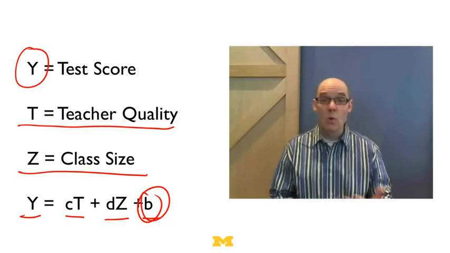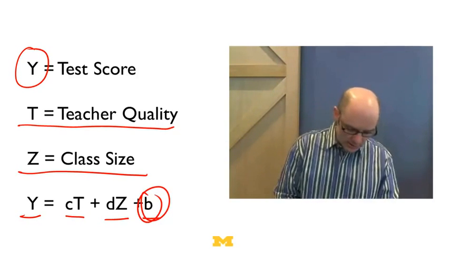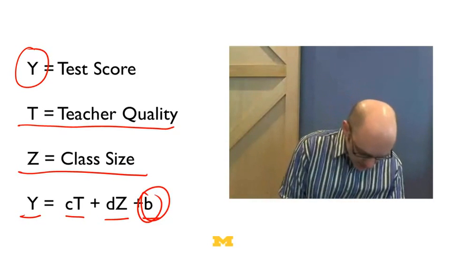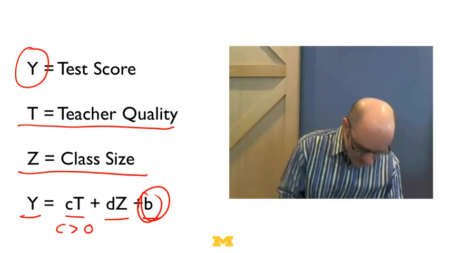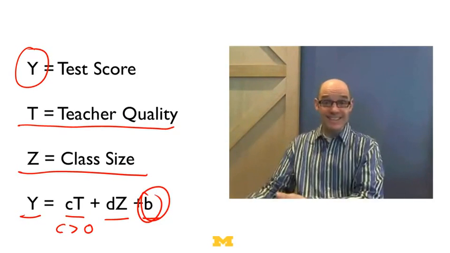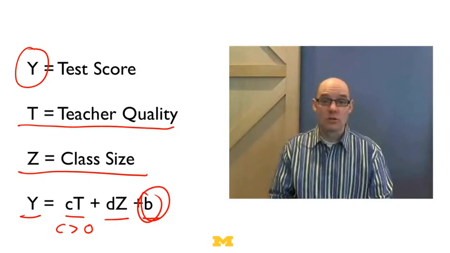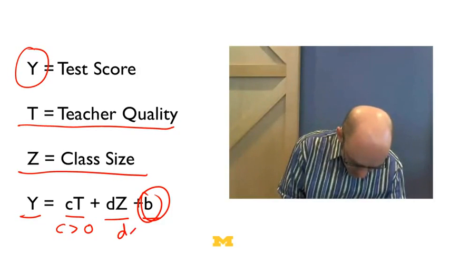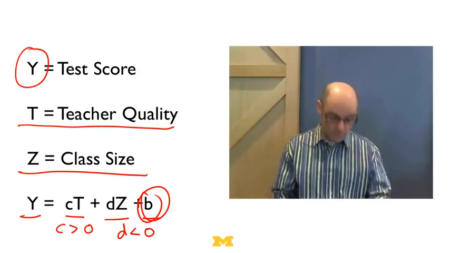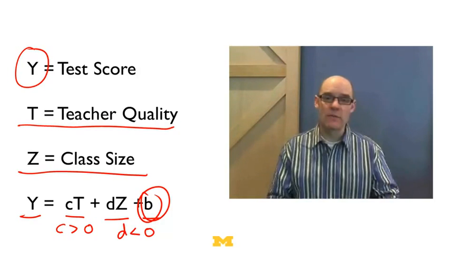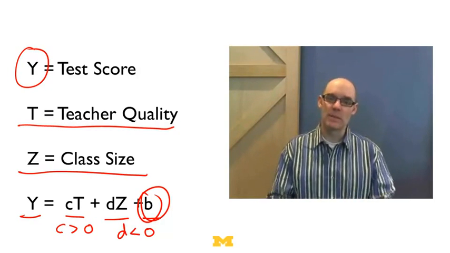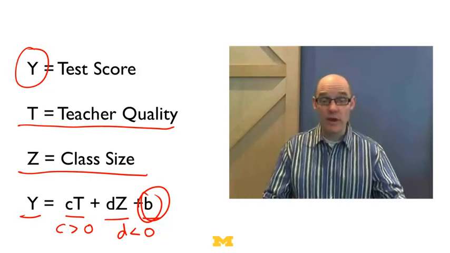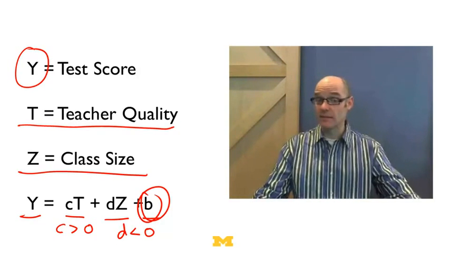Now, when we think of this model, what should we expect? Well, what we should expect is that as teacher quality gets better, scores get better, so we should expect c to be bigger than 0. But we should expect as class size gets bigger, that the school performance or class performance should fall. So therefore, we should expect d to be less than 0. So when you see a model like this, one of the first things you want to do is come at it with some expectations, some preconceived ideas about what you think is going to be true. That way, when you look at your output, you can decide, is it surprising or is it not surprising?